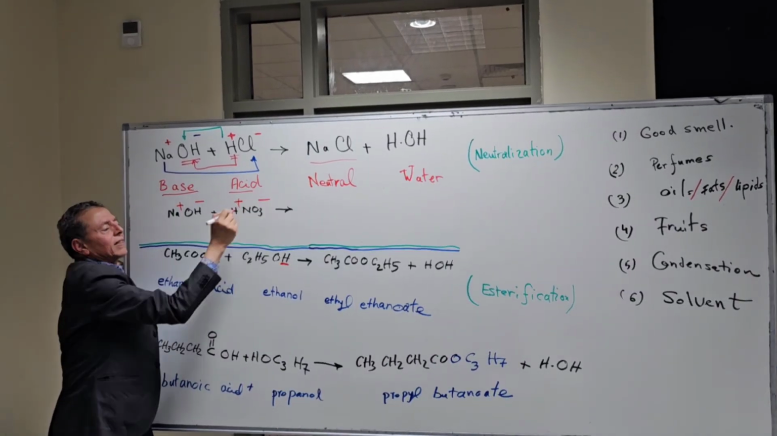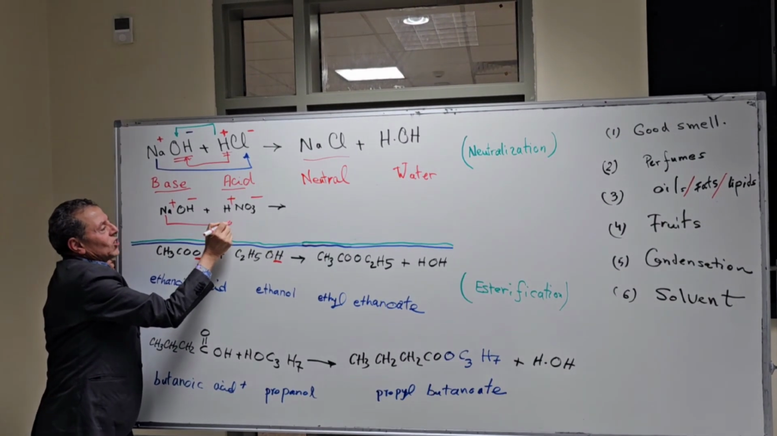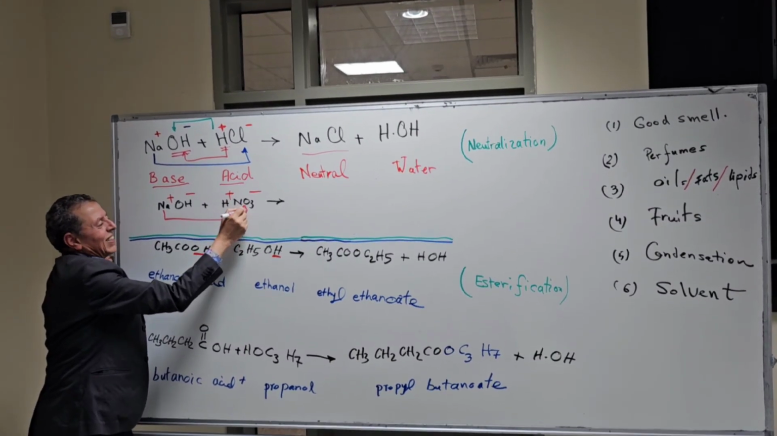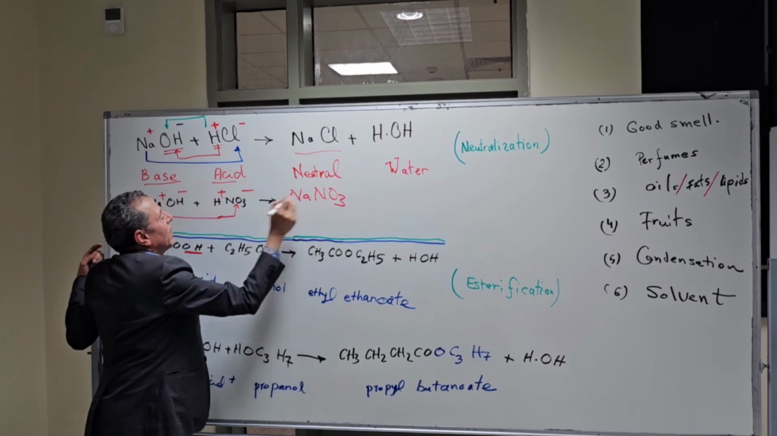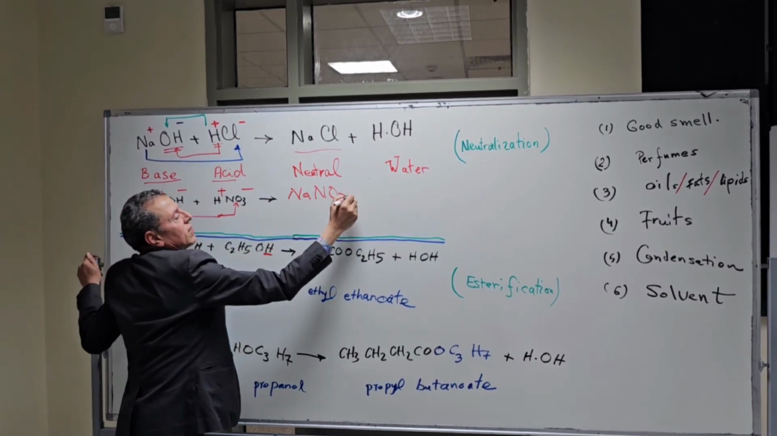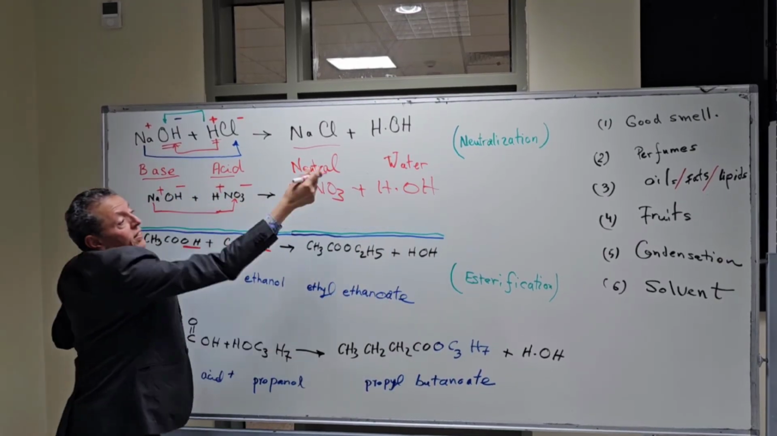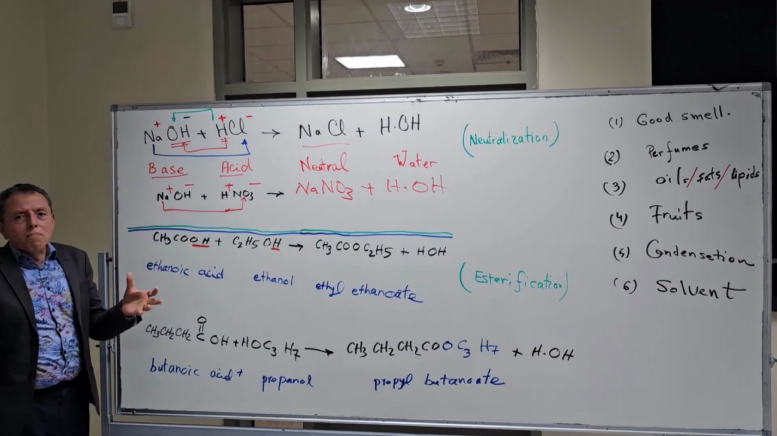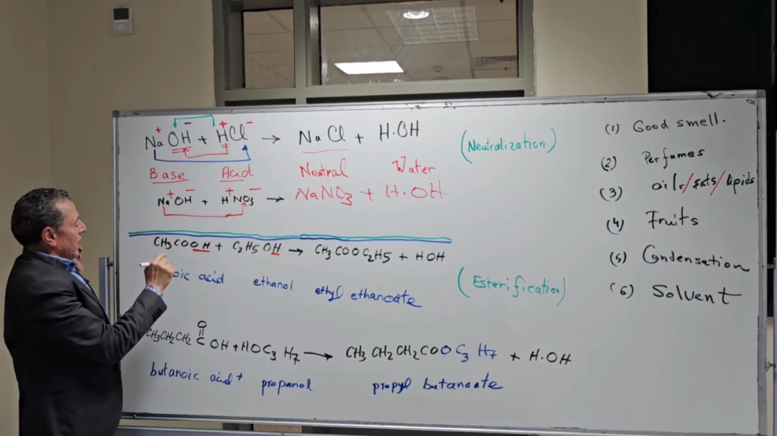Sodium hydroxide, I can hear you. Sodium is positive, OH is negative. Hydrogen positive, nitrate is negative. Then sodium will take NO3, so it will give NaNO3, which is neutral. Then H will take OH, plus HOH. So you see, this is a very simple way to do the chemical reaction all the time like that.